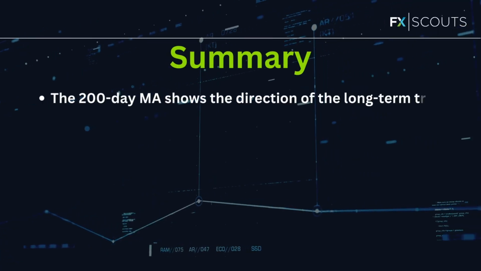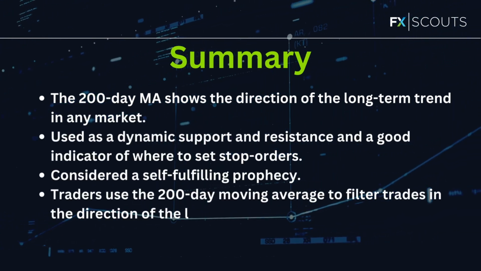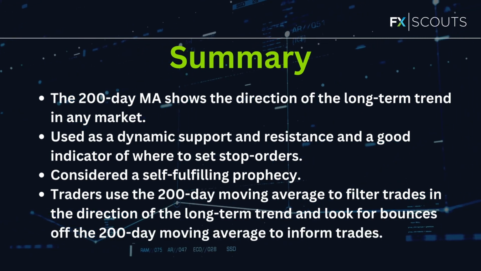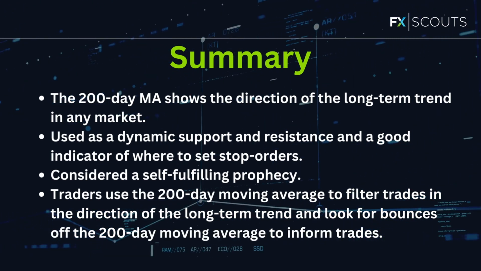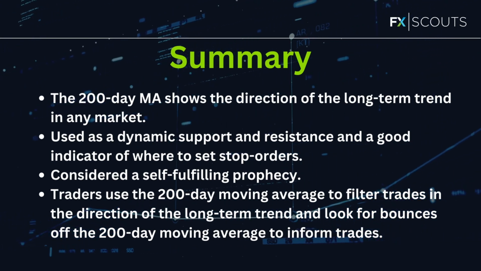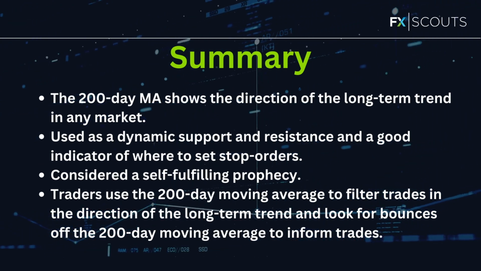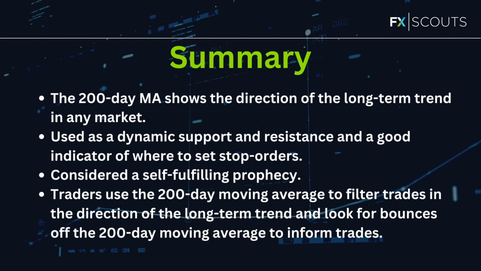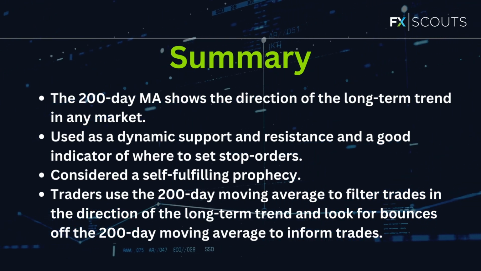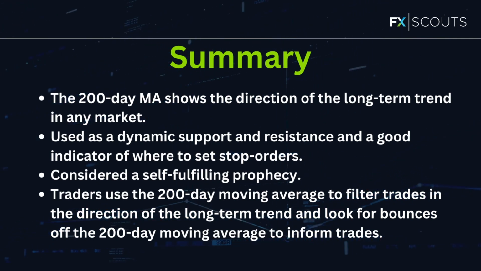In summary, the 200-day moving average is a widely adopted indicator showing the direction of the long-term trend in a market. It can be used as dynamic support and resistance and acts as a good indicator of where to set stop orders. Then, because of its mass adoption and because so many traders use the 200-day moving average, they can be considered a self-fulfilling prophecy. And lastly, traders use the 200-day moving average to filter trades in the direction of the long-term trend and look for bounces off the moving average to inform their trades.